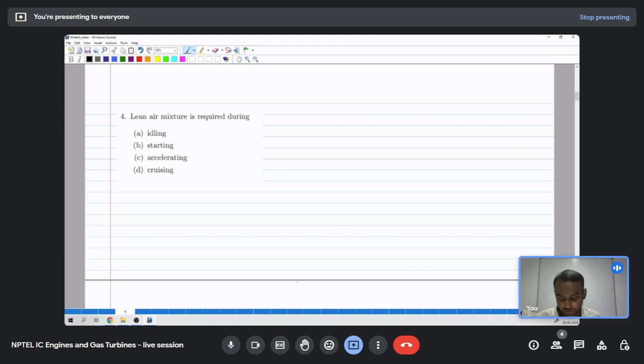Lean air mixture is required during idling, starting, accelerating, or cruising.